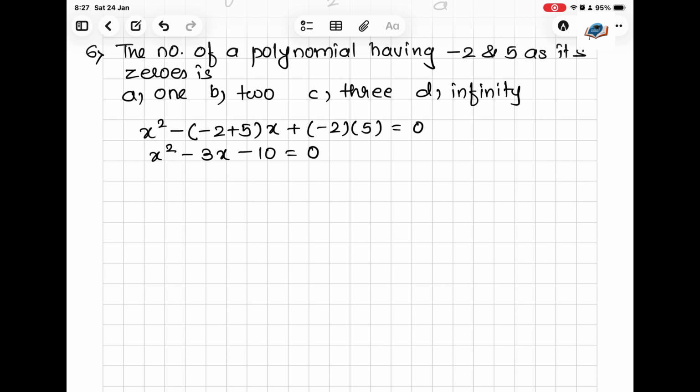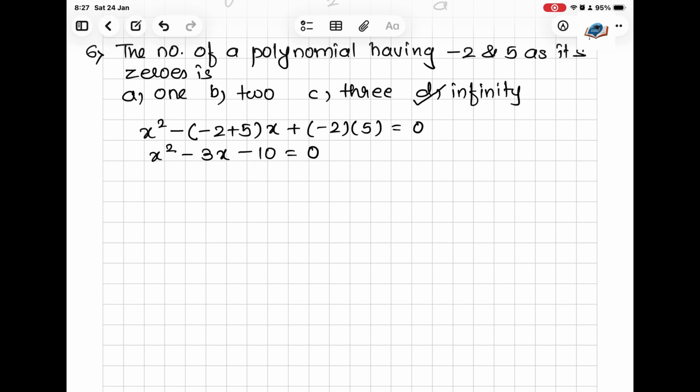Now this is one equation, but if I multiply it with different constants, that is, if I multiply all three terms with 2, I will get a new equation with the same zeros. Similarly, I can go on till infinity. So my answer is infinity.